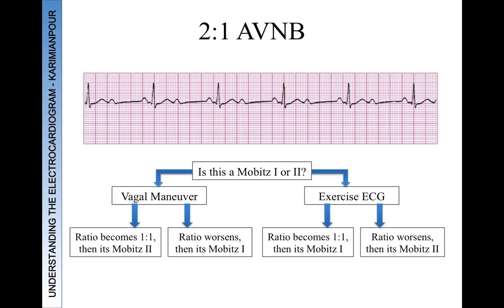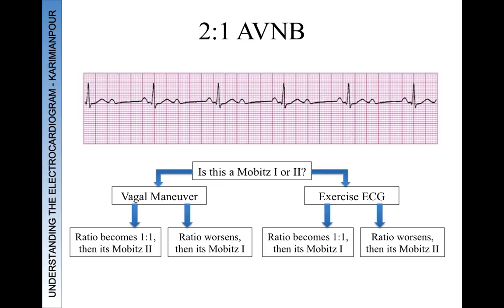You can do the opposite with exercise ECG. If you exercise these patients and you increase their sympathetic tone and the ratio becomes a 1-to-1, then this is a Mobitz 1, a Wenckebach, because you're fighting against the parasympathetic and vagal tone on the AV node, which is the primary issue in Mobitz 1 or Wenckebach. And so you're improving that, and it becomes a 1-to-1 ratio, 1 P wave per QRS.